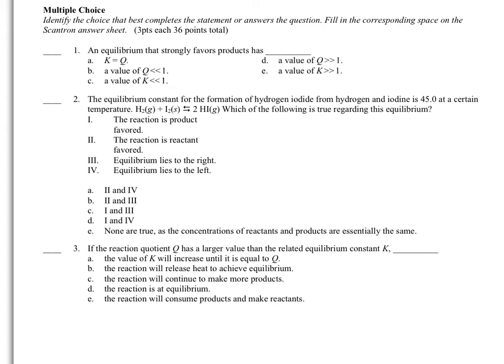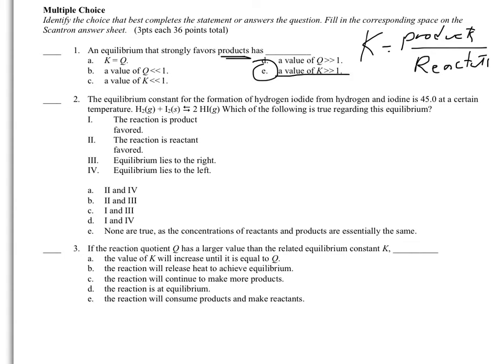Question number one is about an equilibrium that strongly favors products. If K is products over reactants, then the one that favors products has a very large numerator and a very small denominator, and so the answer is that the value of K is much, much greater than 1.